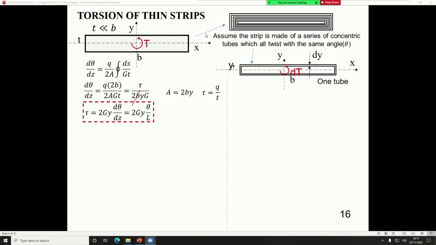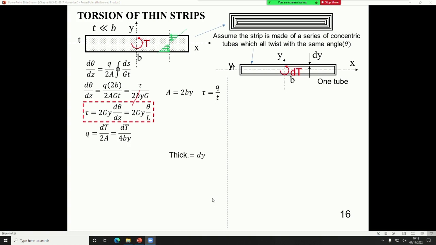Okay. So we move on to the next part. That is the shear flow in one cell. The torque applied to this one cell is equal to dT, which is a differential of the torque, divided by 2A. A is equal to 2by, therefore q is equal to dT over 4by. Now q, on the other hand, is equal to tau times t, and t is equal to dy.